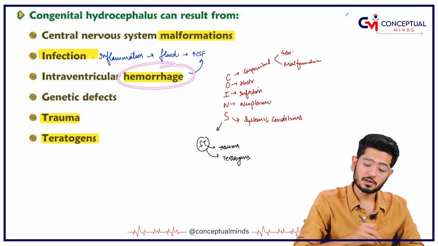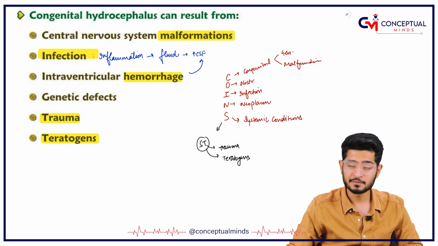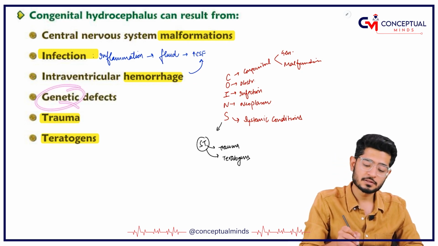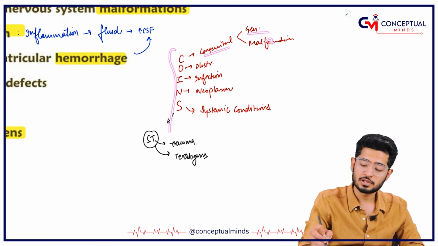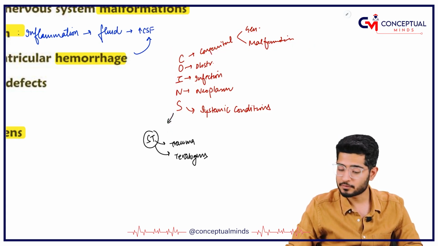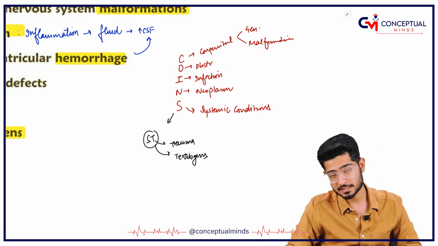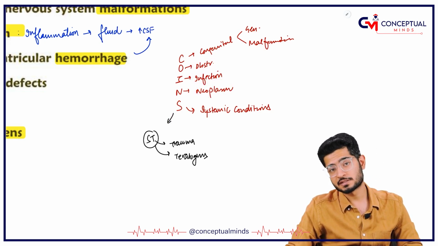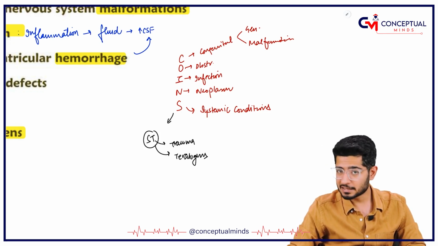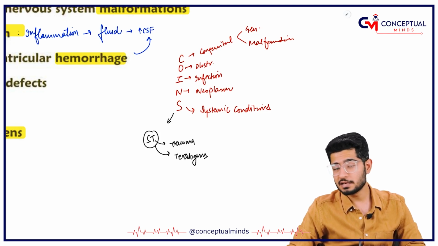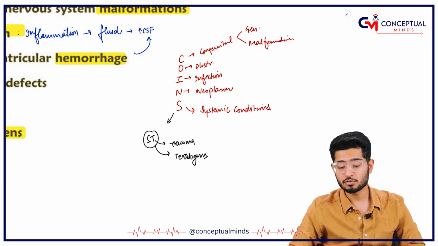Coming to the next one, intraventricular hemorrhage. Of course, all hemorrhages are responsible for an increase in CSF. Then you have some genetic defects, trauma, and teratogens. Please remember the mnemonic COIN: C for congenital, that means genetic issues and malformations, O for obstruction, I for infection, N for neoplasm. Yes, some of the cranial tumors are also responsible for obstructing the pathway of the ventricles, and that is why they cause an increase in the intraventricular pressure and hence hydrocephalus.